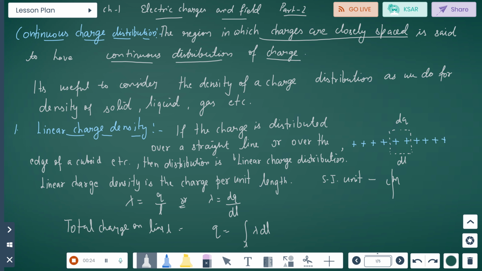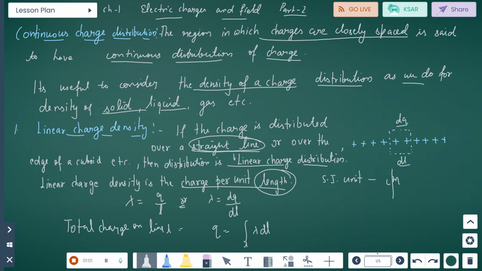It is helpful to consider the density of charge distribution as we do for density of solid, liquid and gases, etc. First, in continuous charge distribution, linear charge density. In linear charge density, the charge is distributed over a straight line. Suppose we have charge dq and dl over the edge of the cuboid, then the distribution is linear charge density. Linear charge density is the charge per unit length.